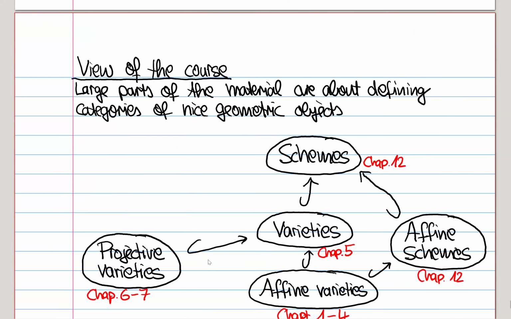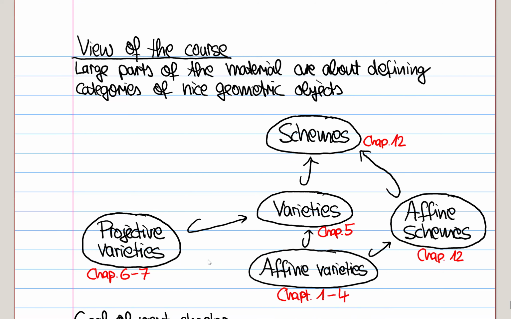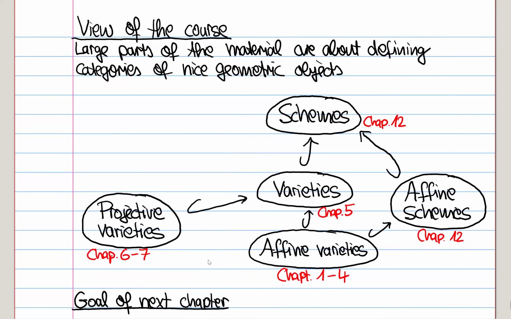And to conclude the video, I just want to point out that large parts of our course here, the algebraic geometry course, are about defining categories of nice geometric objects. So for example, the entire chapters 1 to 4 of the course are basically just about defining the category of affine varieties. We have already seen its objects, the affine varieties X, and in chapter 4, we're concerned then about what are the morphisms in this category. And this is then basically just the start, because then we start enlarging this category.